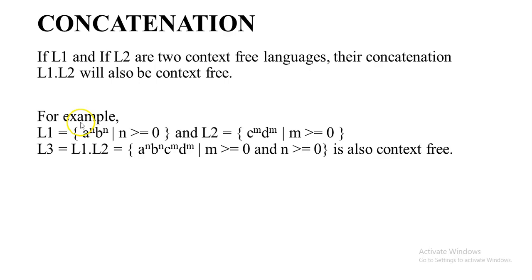The next one is concatenation. If L1 and L2 are two context-free languages, their concatenation L1 L2 will also be context-free. For example, L1 generates a language of A's followed by B's, a^n b^n where n is greater than or equal to 0, and L2 generates a language with an equal number of C's and D's, c^m d^m where m is greater than or equal to 0. L3 is equal to L1 concatenated with L2. So L3 generates A's followed by B's and C's followed by D's, where m and n are greater than or equal to 0, which is also context-free.